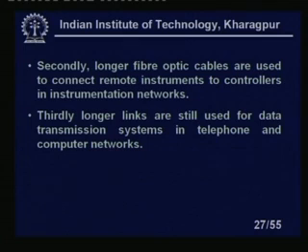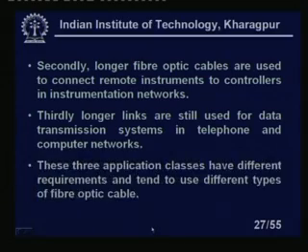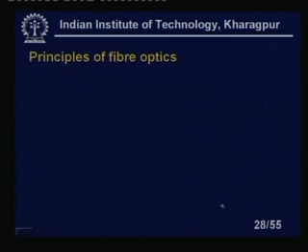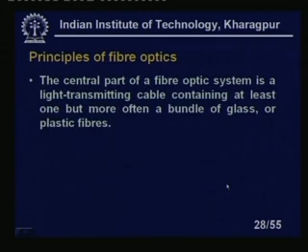Thirdly, longer links are still used for data transmission systems in telephones and computer networks. We will not cover that in much detail, as that is in the communication part. These three application classes have different requirements and tend to use different types of fiber optic cable. Principal fiber optics: the central part of a fiber optic system is a light transmitting cable containing at least one, but more often a bundle of glass or plastic fibers.